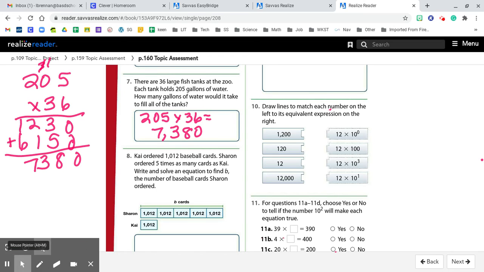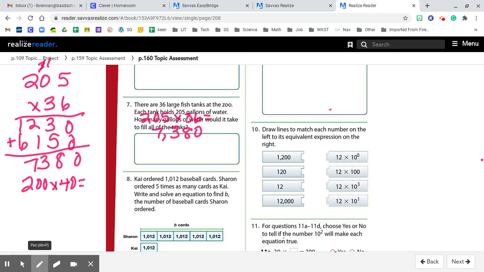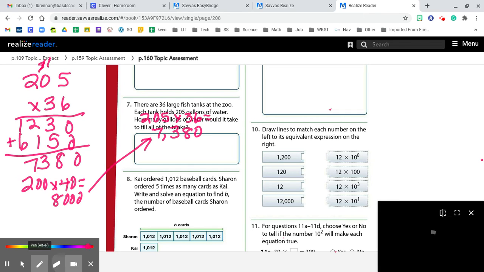Number 8. And is that reasonable? We haven't really talked about that. So let's take a quick look to see if that's reasonable. I could estimate this. 200 times 40 is 8,000. And yeah, that looks pretty reasonable to me.